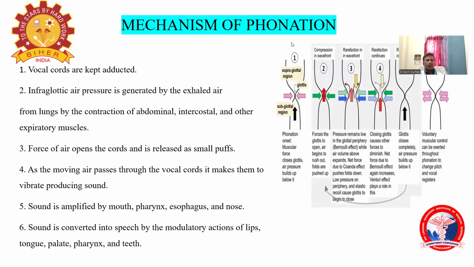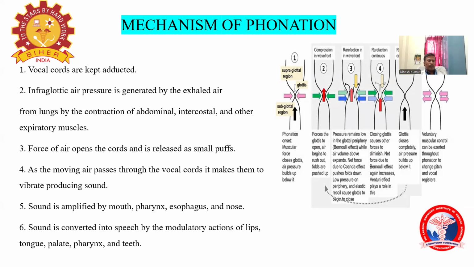Next, the mechanism of phonation. The first one is that the vocal cords are kept adducted. Next is infraglottic air pressure, which is generated by exhaled air from the lungs by the contraction of the abdominal, intercostal, and other expiratory muscles. The force of air opens the cords and releases small puffs. As the moving air passes through the vocal cords, it makes them vibrate, producing sound.